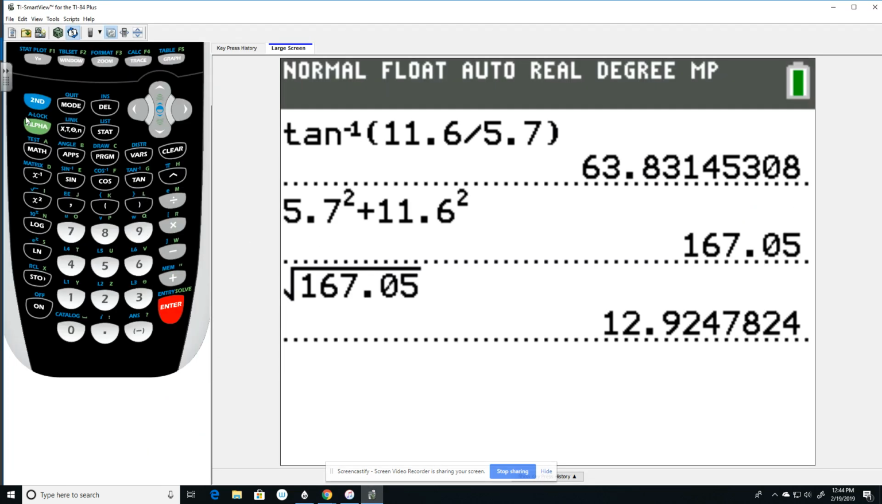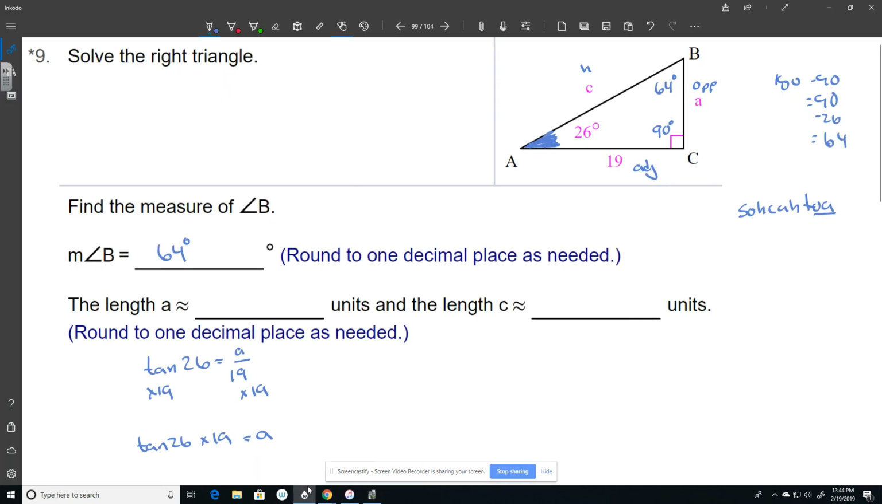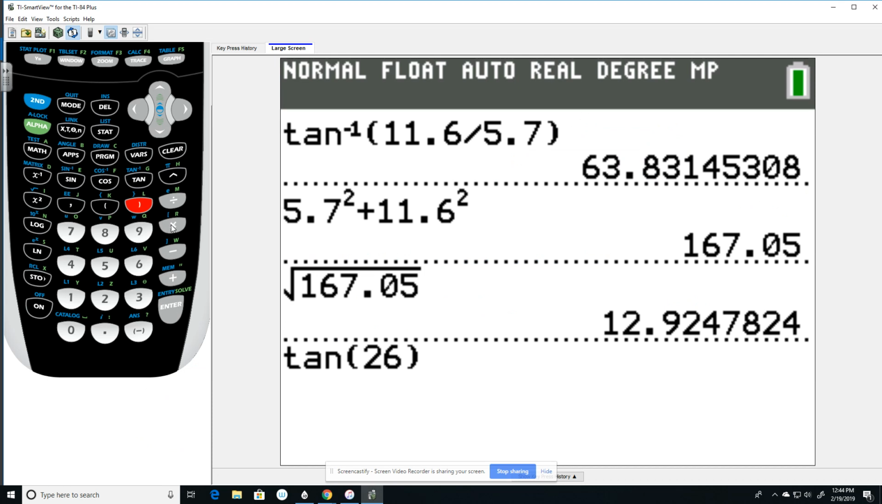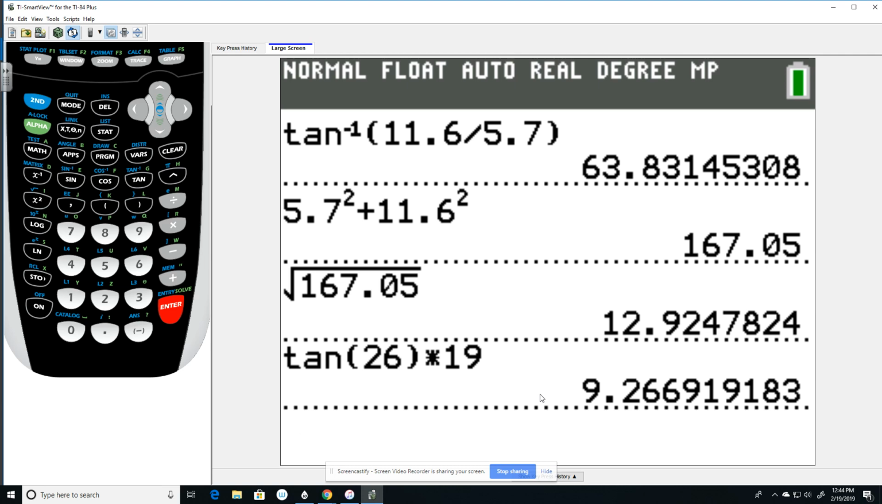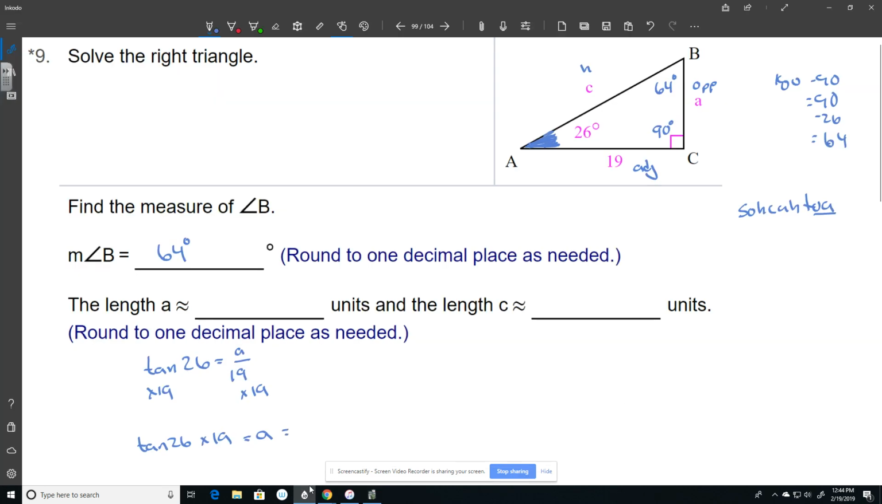Now, I want to be careful. When I put in tangent, whoops, not second. Stop it. When I put in tangent of 26, I need to make sure to close that parenthesis. Okay, I'm multiplying by 19, but I want the 19 on the outside of the parentheses. So tangent 26 times 19 is 9.266. So that equals 9.266. Round to 1 decimal place, so I'm going to round this up to 9.3. So this side right here becomes 9.3, which is reasonable.